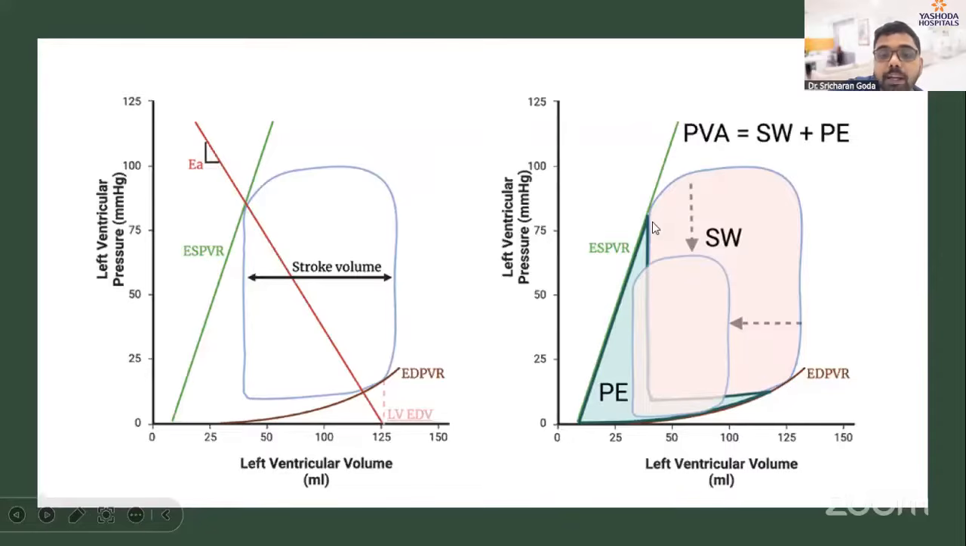The area between the ESPVR and EDPVR, bound by the stroke curve, is called the potential energy, which is the energy of the myocardial muscle that is not converted into active kinetic work. So PE plus stroke work, the total energy consumed by the myocardial muscle, is given by the PVA, or the pressure volume area.